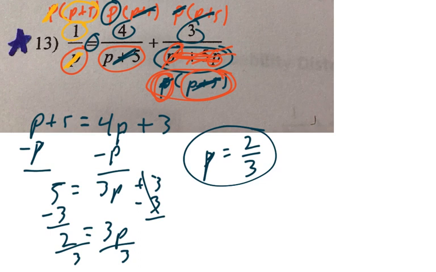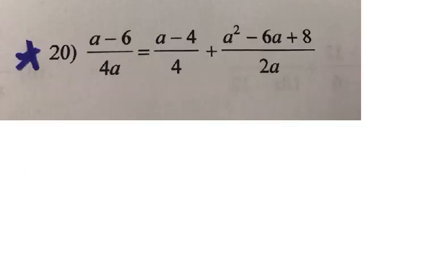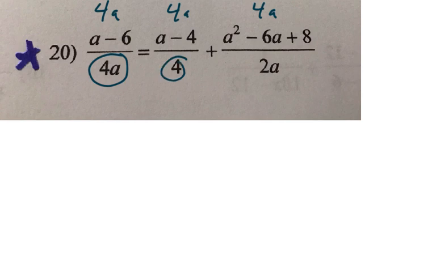Okay, now the next one I think will involve the quadratic formula. Here we go. So this one, notice that this has a 4 and an a, so I know I'm going to do 4a at least as my common denominator. This one has a 4, already got that covered. Now, a is already covered, and the 2 divides into the 4. So my common denominator is 4a.